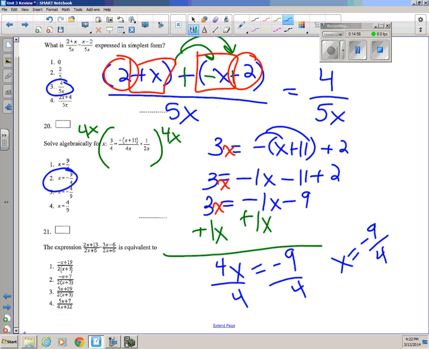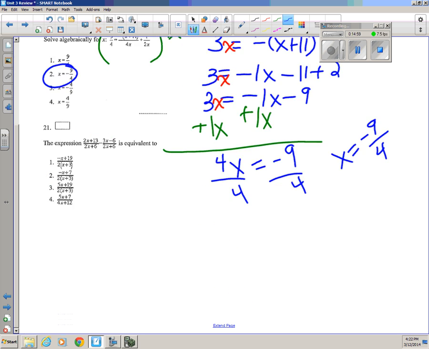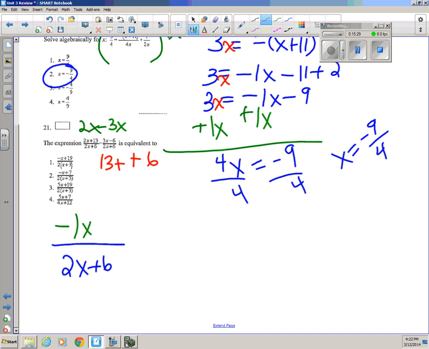Let me get down here and bump this up a little bit. We need to subtract this problem in 21. Common denominator is still 2x plus 6. And here I'm not going to keep change, but I am going to show you that when I do 2x subtracted by 3x, I'm going to get negative 1x. And then when I do 13 subtracted by negative 6, it really turns into plus positive. And what happens here is I get plus 19.